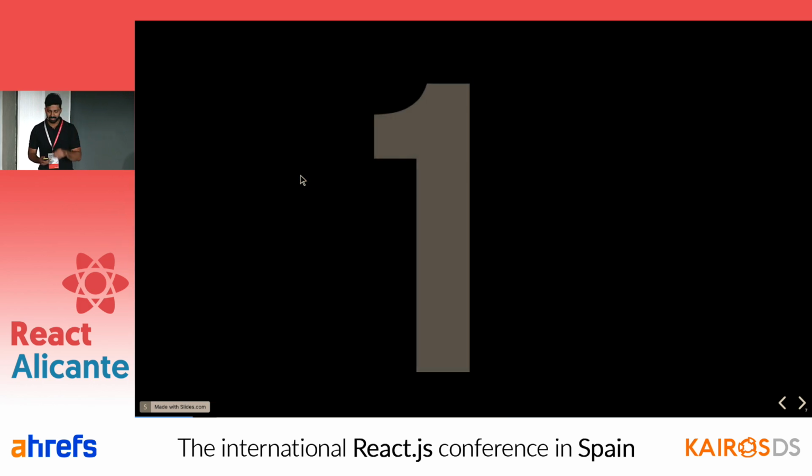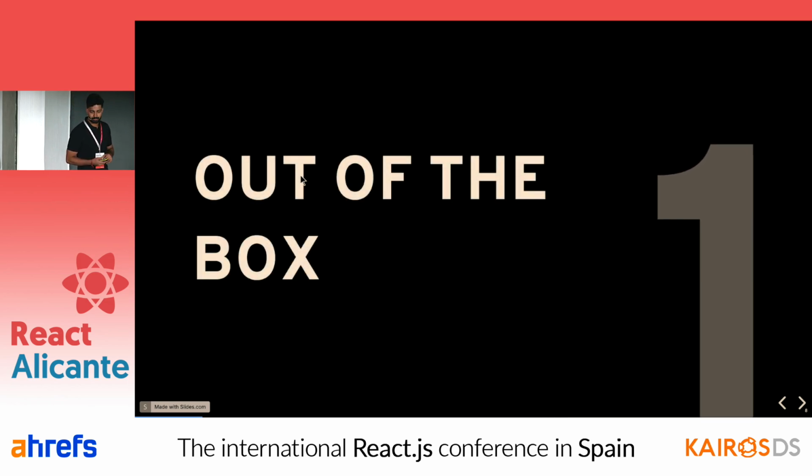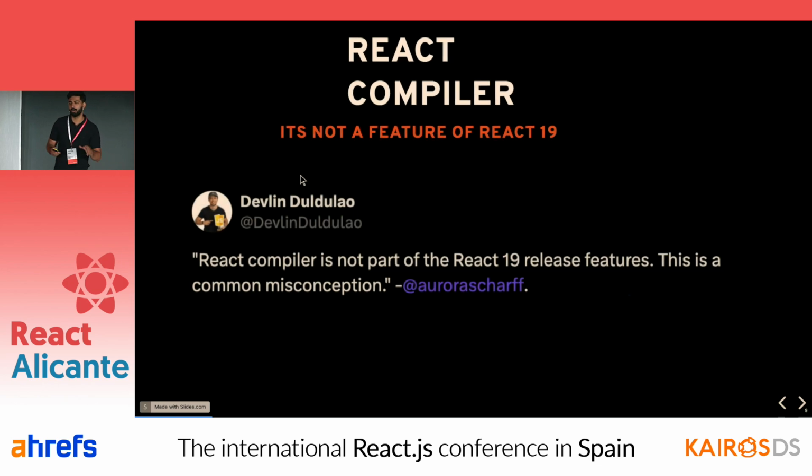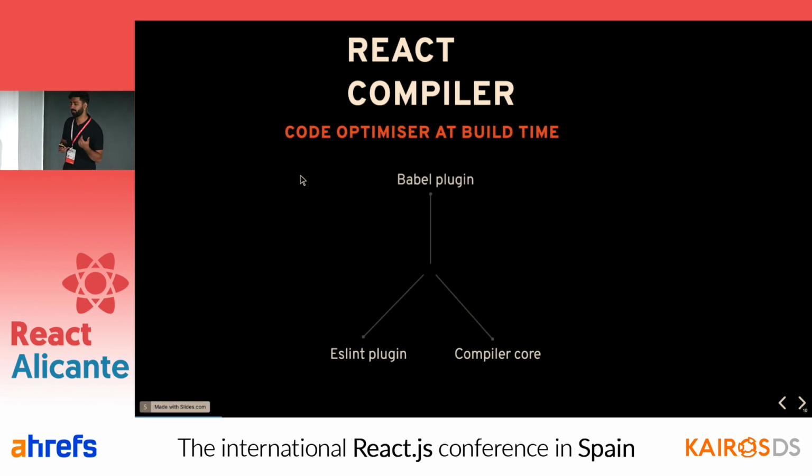What is there in React 19? Starting with the first thing, which is what's out of the box. And by out of the box, I mean the React compiler. Now, why am I saying React compiler is out of the box? The primary reason is that I also got confused earlier that React 19 gives in a compiler as well. But it's actually not a part of React 19. As per React's documentation, you require React 19 to be able to enable the React compiler. Thanks to Aurora and other folks who have been sharing this knowledge on Twitter as well. So just one thing to keep in mind.